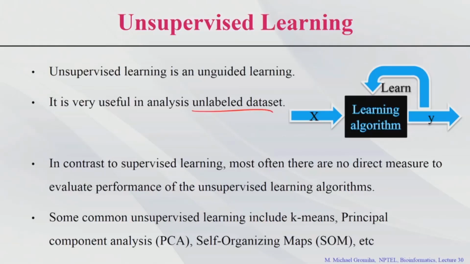Now, you can see unsupervised learning. It is an unguided learning, useful mainly for unlabeled data sets. If you do not know the output, you can use it for any unlabeled data set. In contrast to supervised learning, there is no direct measure to evaluate the performance of unsupervised learning algorithms. Some of these methods are k-means clustering, principal component analysis, self organizing maps and so on.